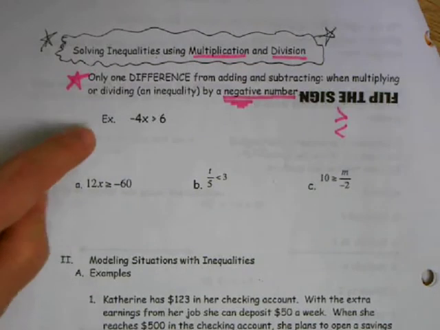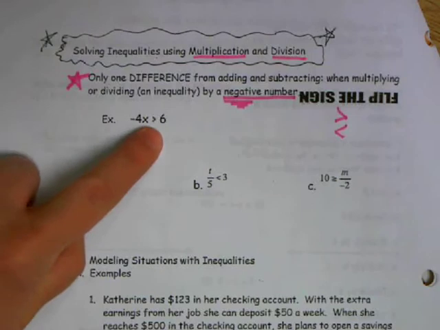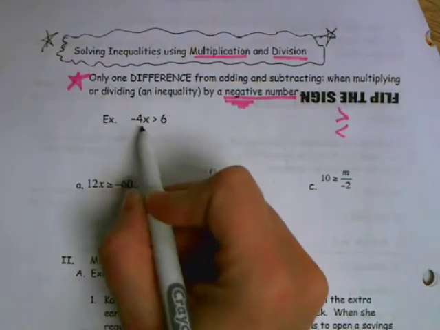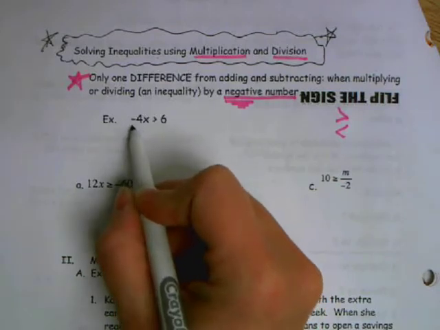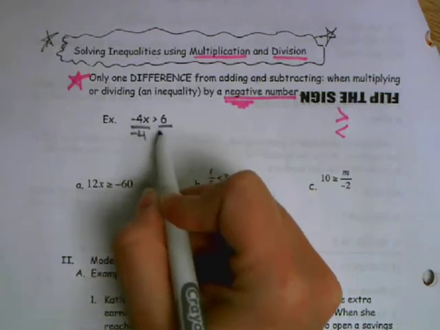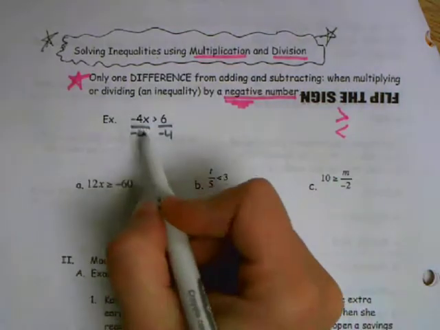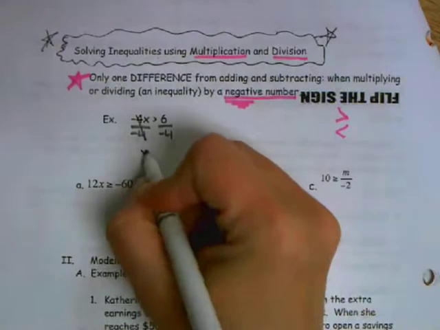Okay. This example right here, it says negative 4x is greater than 6. How would we get the x by itself? What would we do to both sides? Well, this is negative 4 times x, right? So we're going to divide both sides by negative 4. Not a big deal. Negative 4 divided by negative 4 over here goes away. It's 1, right? Bye-bye. We bring down our x.